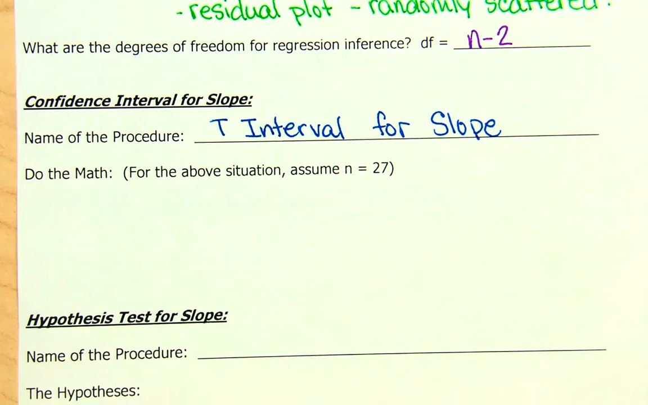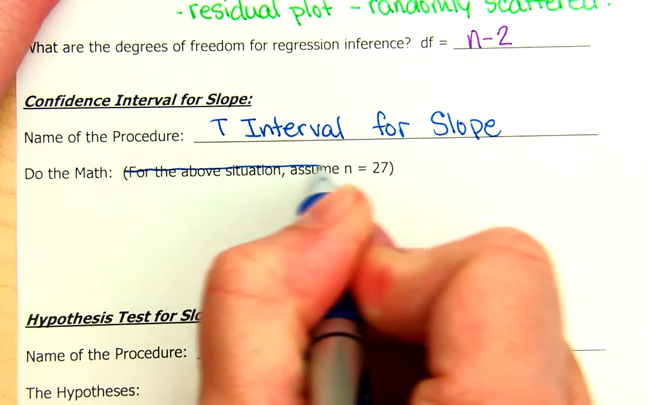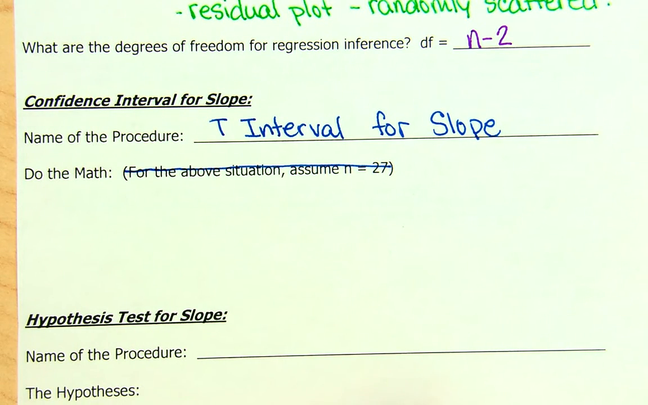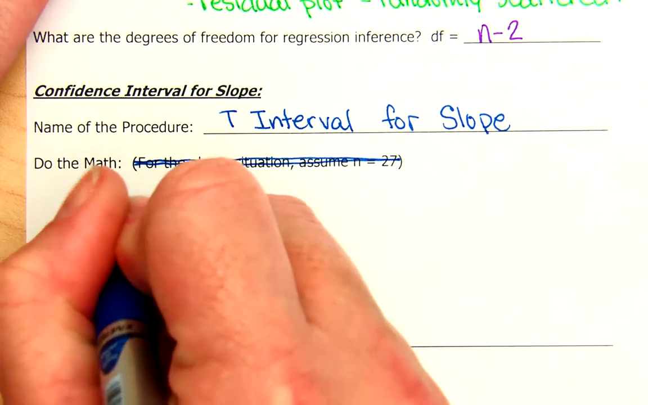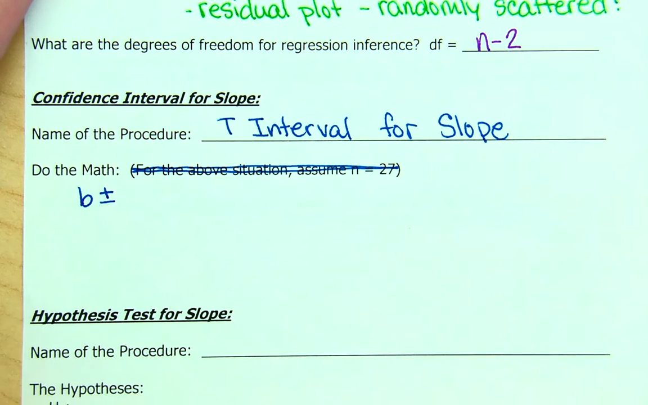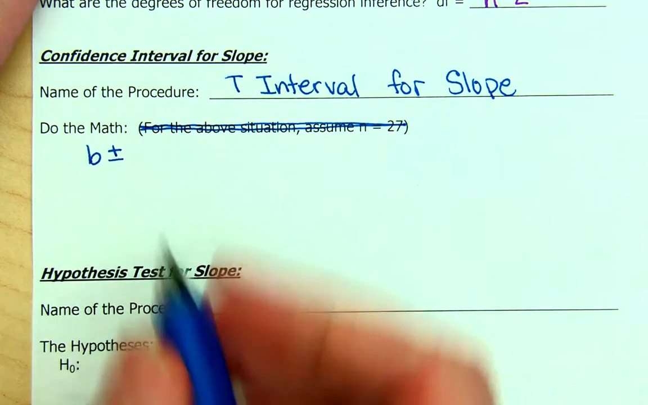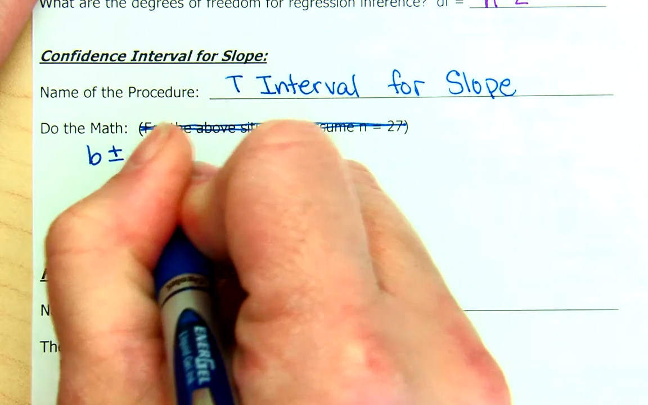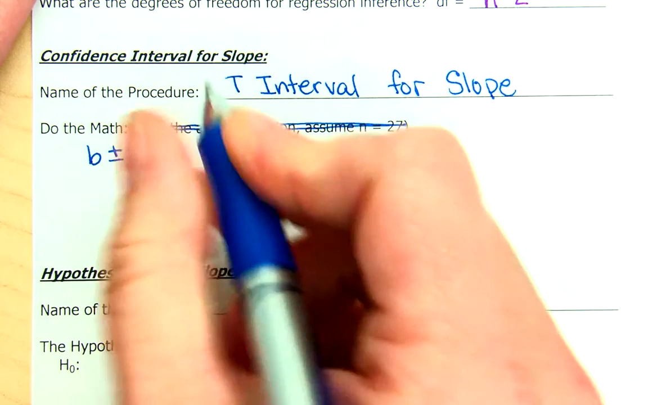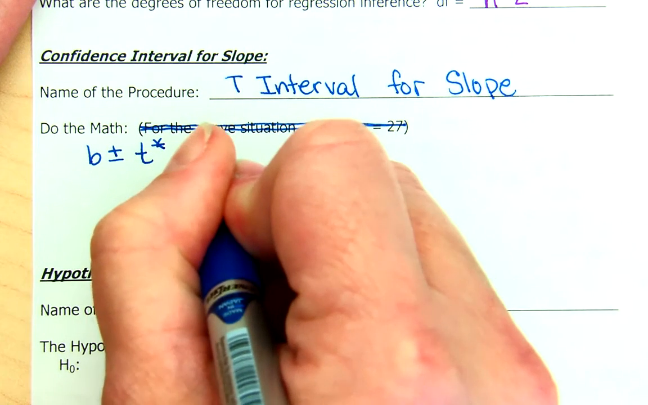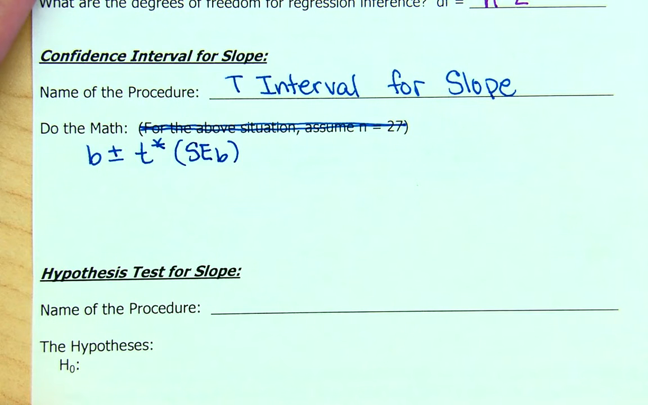Okay, so for do the math, here is our formula. b, our estimate of the slope, so that's going to be straight from the computer output at the top, plus or minus the t critical value, this is from the table, times the standard deviation, but here we call it standard error for the slope. This is just standard deviation.